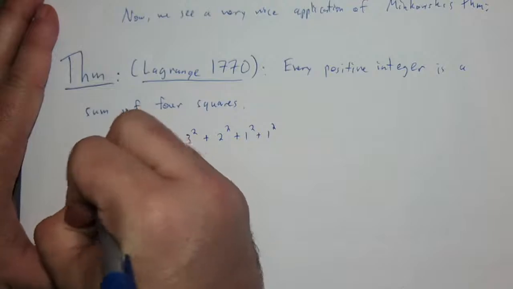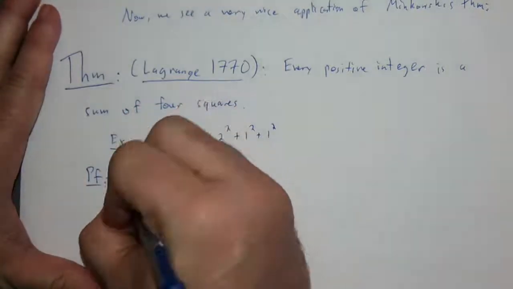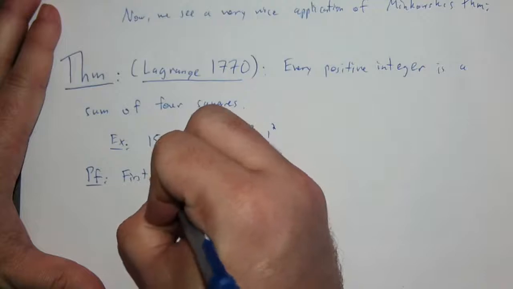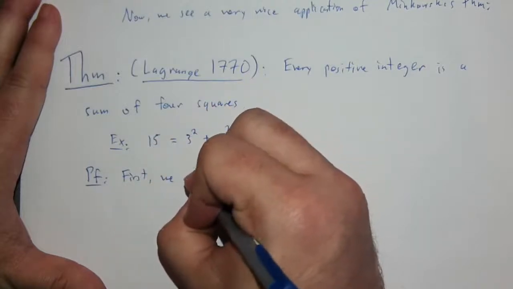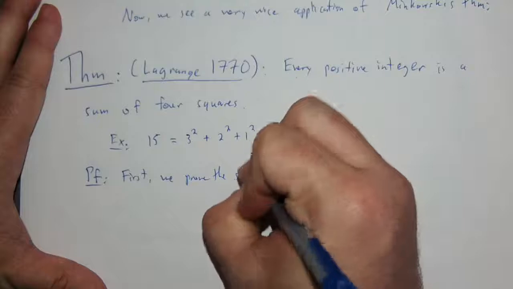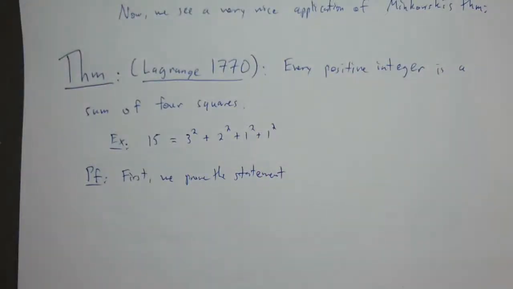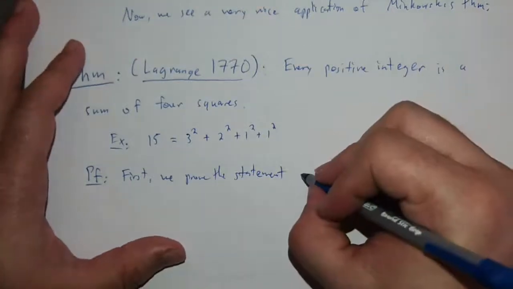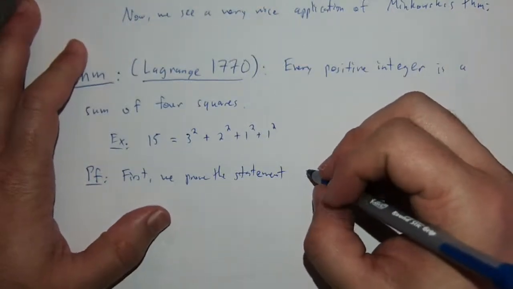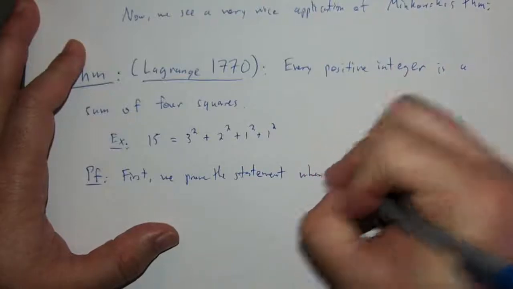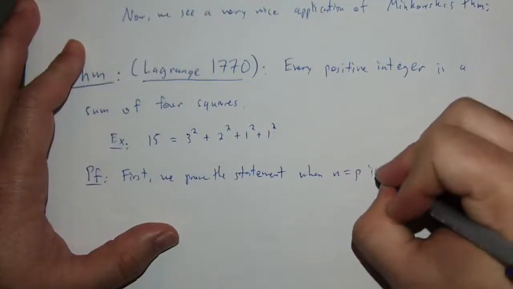So the proof of this fact: first, we prove the statement for primes. This is a common technique. There's a result due to Fermat, in a section immediately prior to this, that uses the same kind of trick. So first we prove the statement for primes, when n equals p is prime.